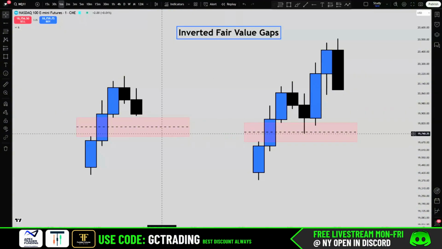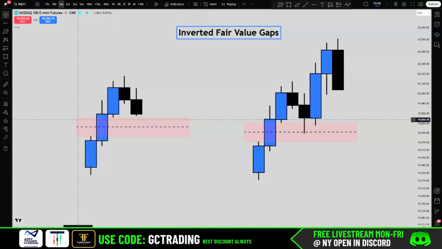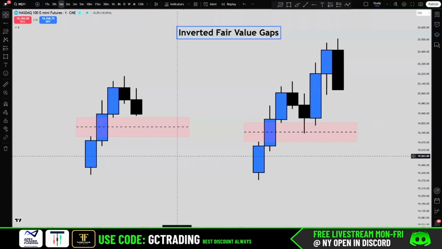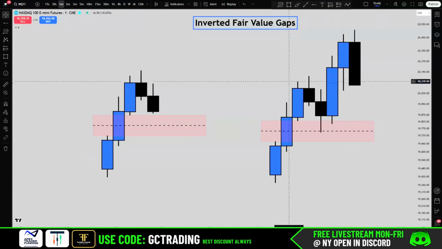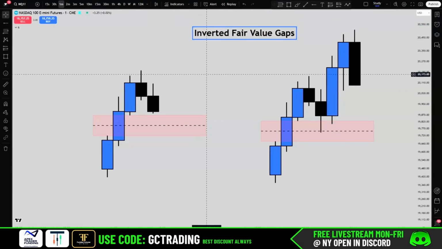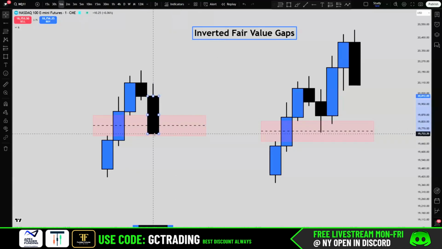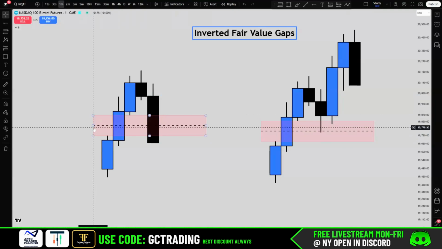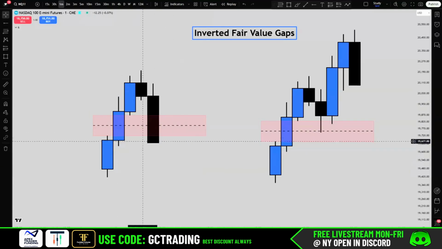So right here we have two examples. As you can see, we have this fair value gap right here, also known as an FVG. And then same thing over here, we have another fair value gap, okay? So what is an inverted fair value gap? Well, it's pretty simple. An inverted fair value gap is when a fair value gap gets inverted. So for example, right here, if this candle were to close below that fair value gap, this would become an inverted fair value gap, and this would be bearish.